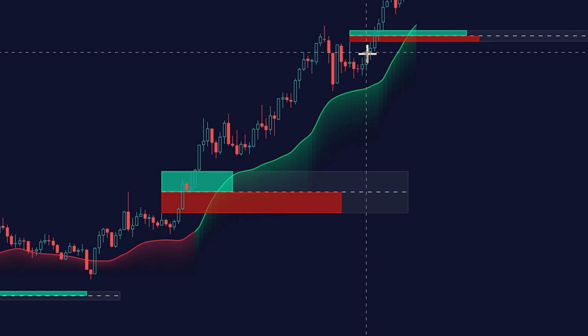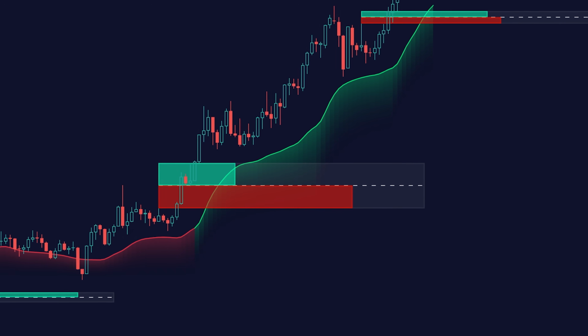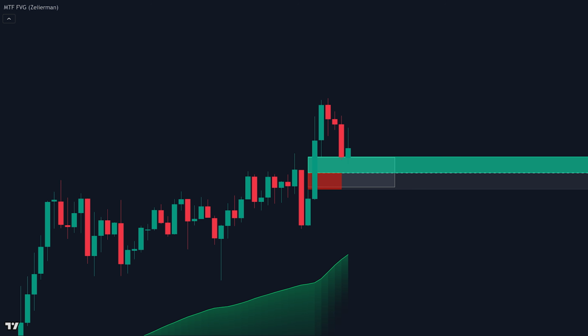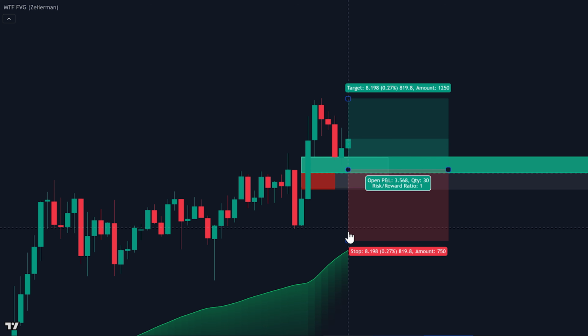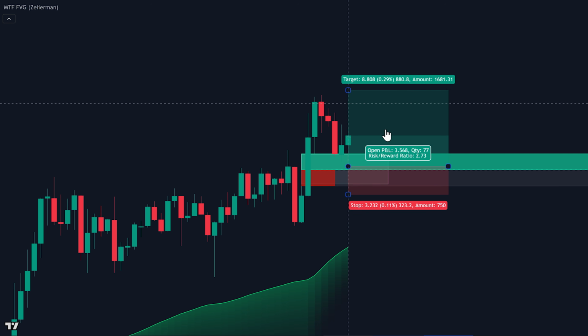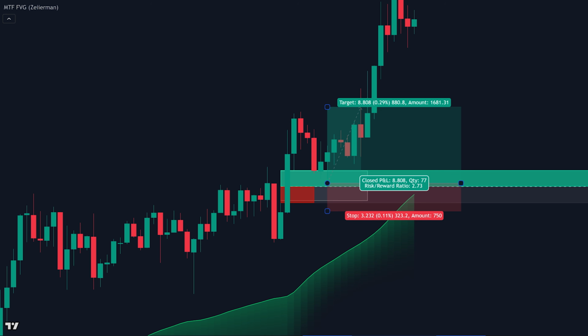As soon as you turn it on, it shows you every fair value gap on the chart. No need to guess or draw anything yourself. All we need to do is wait for price to pull back into the fair value gap, like we see here, and then take the trade around the 50% level. If we had entered this trade, it would have been a clear winner.